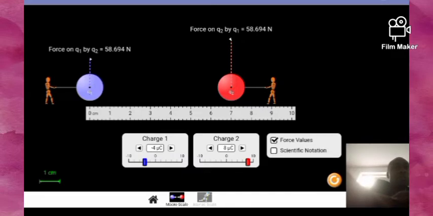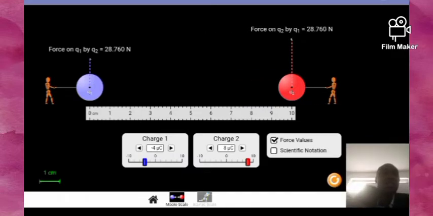Charge Q1 is on the left and charge Q2 is on the right, and the distance between them I have set to 10 cm. So we want to look at how the distance between them affects the forces, and how the magnitude and the nature of the charges also affect them. Let's start with this.